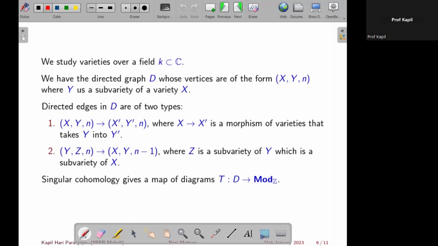No, this is just a diagram. There are vertices x, y, n, and between vertices I am giving you arrows. No, it's an actual graph.